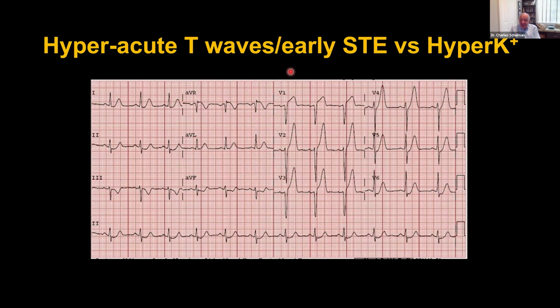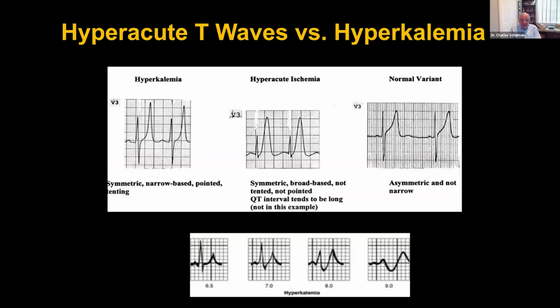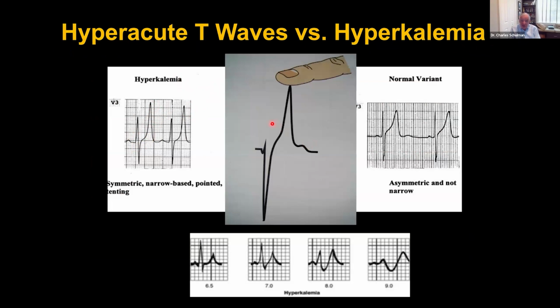Well, not really. This shows the difference between the tall T waves of hyperkalemia and the hyperacute T waves of ischemia. The T waves of hyperkalemia are pointy, really pointy, whereas these are not. They're broad, okay. You're right, you can prick your finger on the hyperkalemic ones.